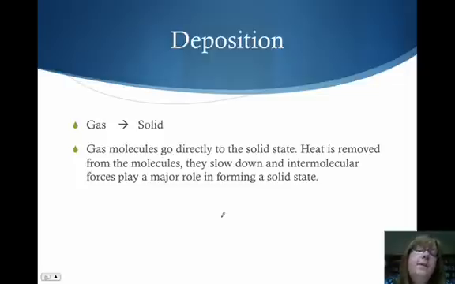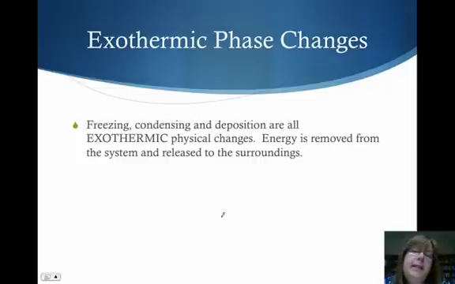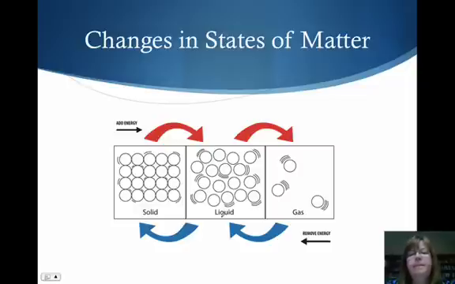All right, well, you can go from the gas directly to the solid state. It's called deposition. And that's where heat is removed, or energy is removed, from the molecules. They slow down. The intermolecular forces now play a major role, and you're forming the solid state. These processes that we were just talking about, the freezing, condensing, and deposition, they're all exothermic physical changes. In other words, we were removing energy from the system, and that energy, when we remove it, has been released to the surroundings.